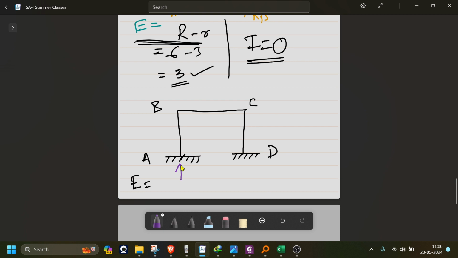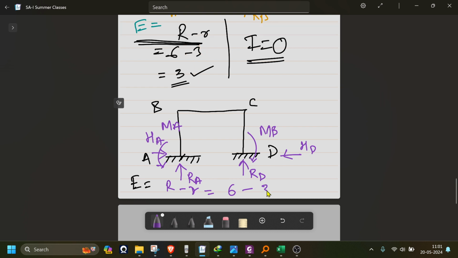Yes, 6. So this is RA. Let us say the vertical reaction here is RD. Let us say the horizontal reaction is HA. Let us say the horizontal here is HB, and the moments MA and MB. Right? Okay. So again it will be R minus r. So capital R is 6, minus small r, 6 minus 3, that is 3. So again this structure is externally indeterminate to a degree 3.